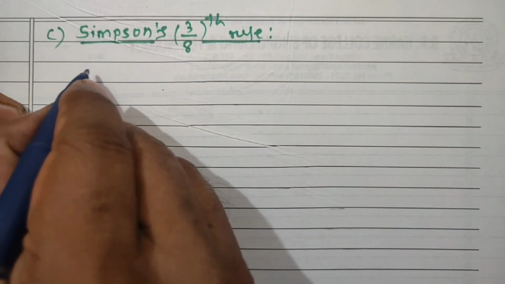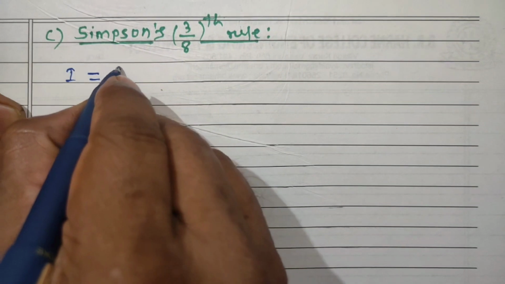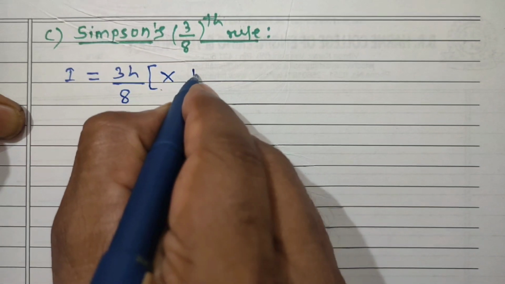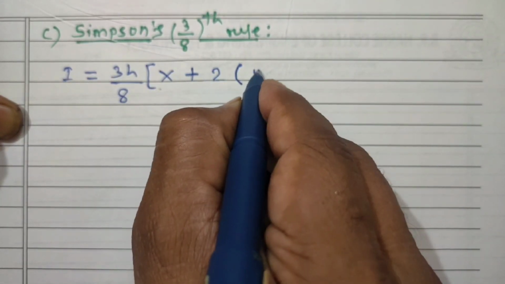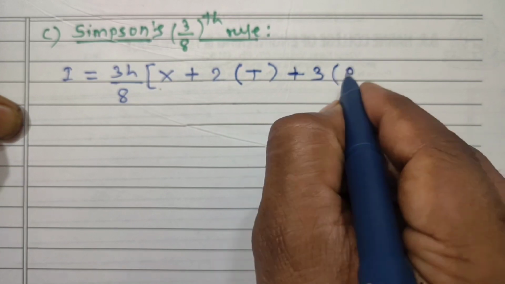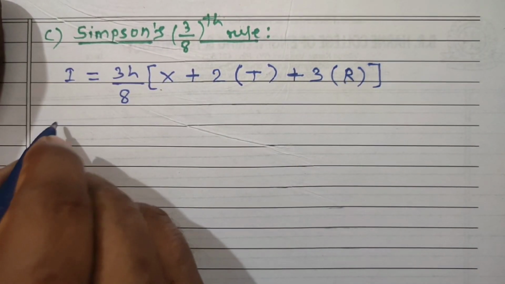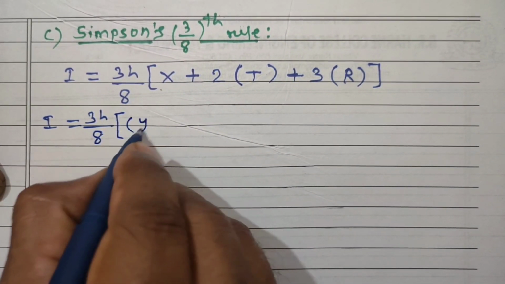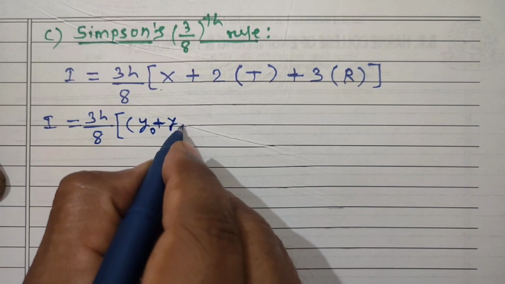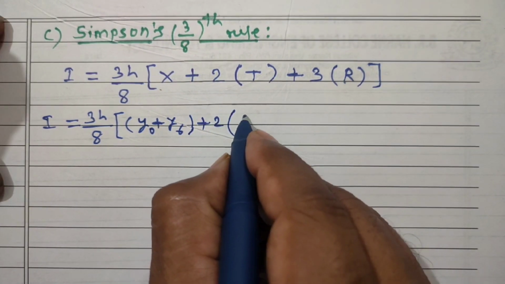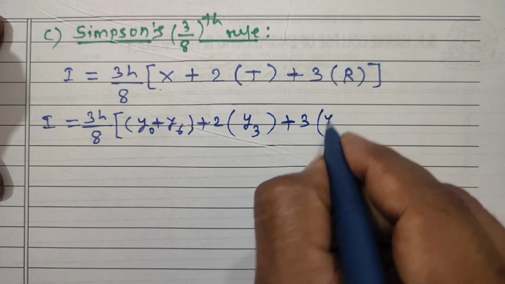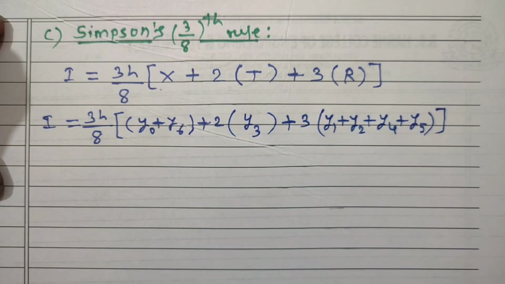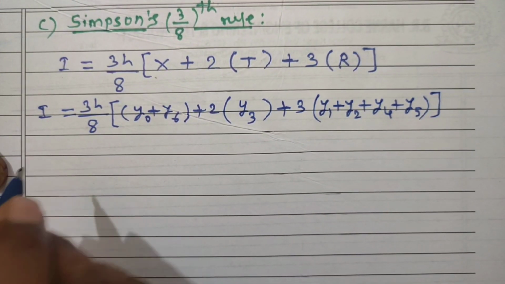Now we have to apply Simpson's 3 upon 8 rule. First of all, the formula: integral I is equal to 3h divided by 8 into bracket capital X plus 2 times capital T plus 3 times capital R. So I is equal to, we can write, 3h divided by 8 into bracket y0 plus y6 plus 2 times only y3 plus 3 times y1 plus y2 plus y4 plus y5.